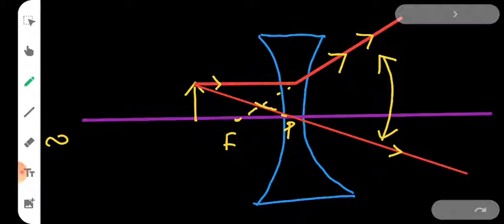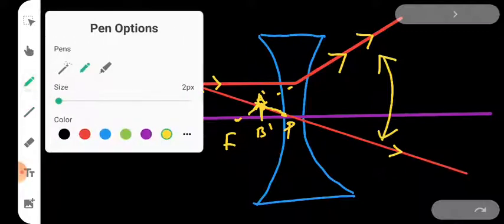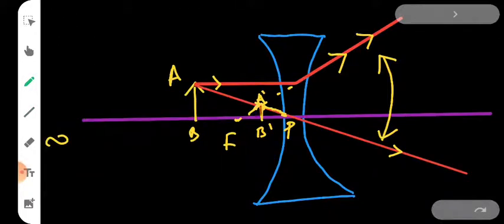So where is your image now? These apparent rays intersect at some point, and there is where your image is formed. So there is your image. If this was A, this would be A prime, and if this was B, this would be B prime. Let me draw it with a different color so that you can distinctively see that. Yeah, there is your A prime, B prime.